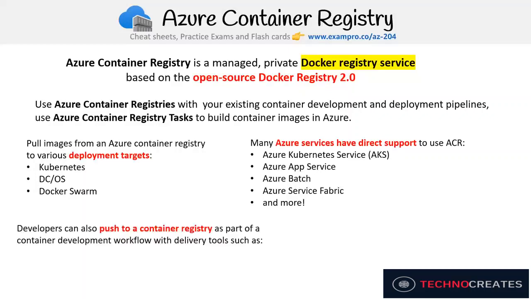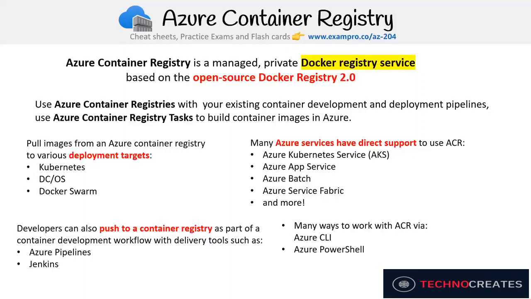Developers can also push to container registry as part of a container development workflow with delivery tools such as Azure Pipelines and Jenkins, and it's so easy to push to container registry. There are many ways to work with ACR via the CLI, Azure PowerShell, Azure Portal, Azure SDK, and there's also this really good extension called Docker extension for Visual Studio Code, something you absolutely want to install, and maybe I'll make a full slide on it because I like it so much.